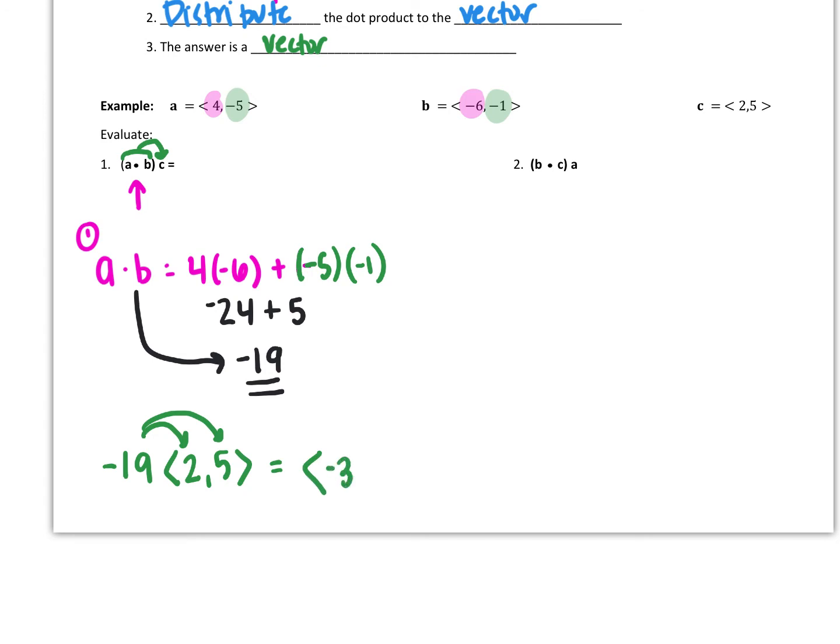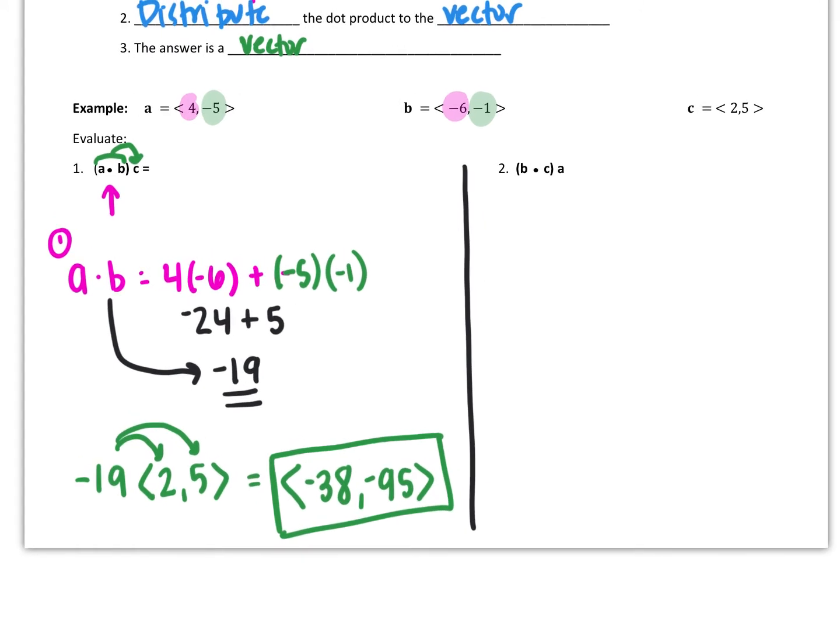-19 times 2 is -38. -19 times 5 is -95. That would be our final answer. Let's try out the same thing with example number 2. In example number 2, we're asked to find the dot product between B and C. You start there.